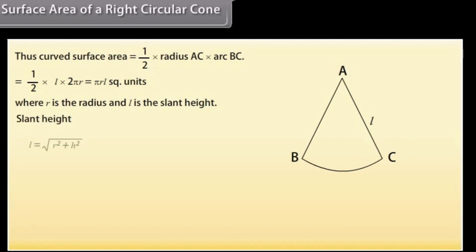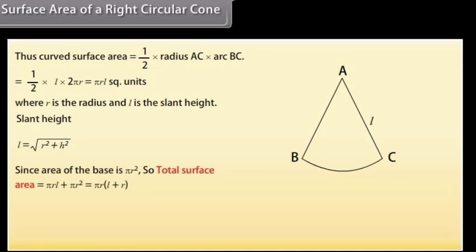And slant height L is equal to square root of r square plus h square. Since the area of the base is pi r square, the total surface area is equal to pi r L plus pi r square, which is equal to pi r into L plus r.